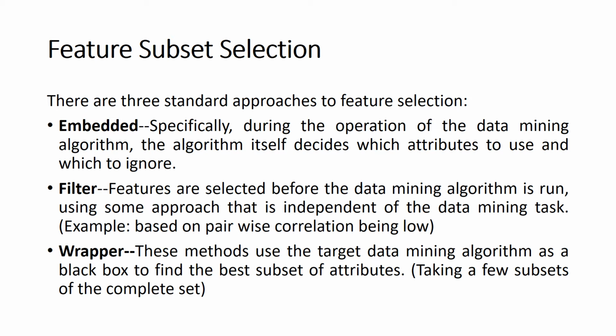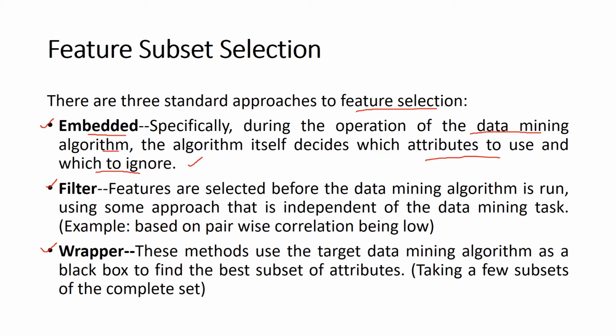So there are three standard approaches for feature selection. Number one is called the embedded approach. Number two is the filter approach, and number three is the wrapper approach. Coming to the embedded approach, this is used during the operation of the data mining algorithm. The algorithm itself is going to decide which attributes to use and which to ignore. So this is what happens in the embedded approach of feature selection.